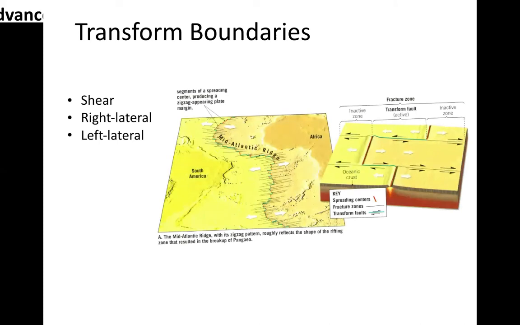Transform boundaries accommodate lateral shear between plates, and the primary faulting type is strike slip. It can either be right lateral or left lateral.